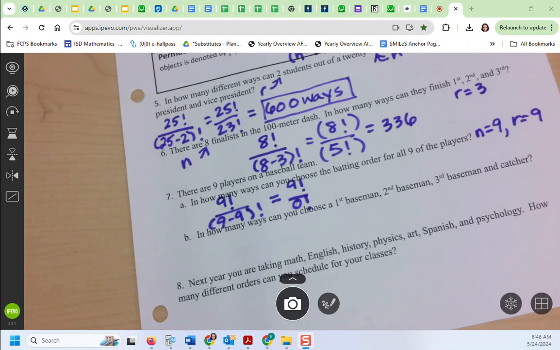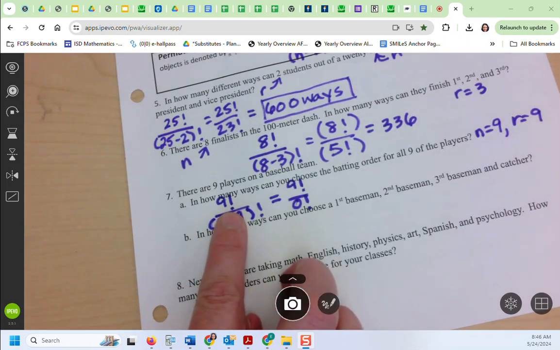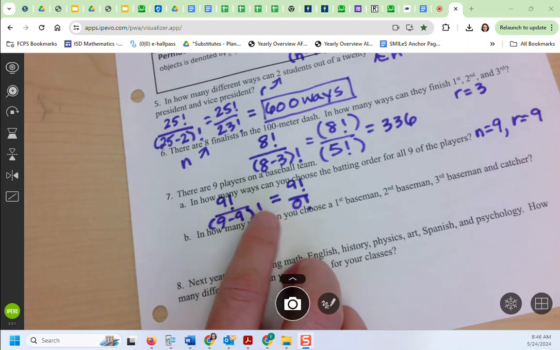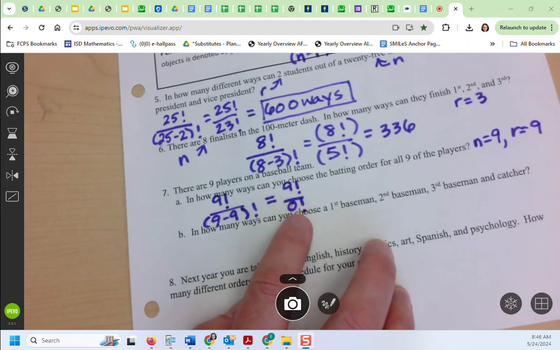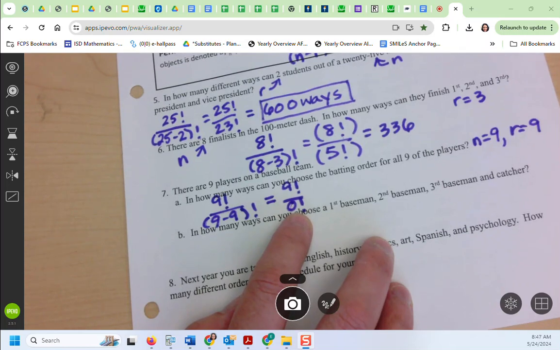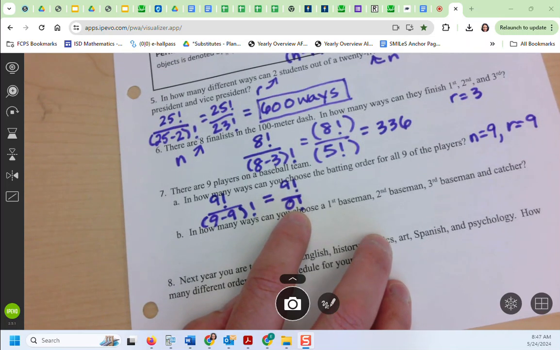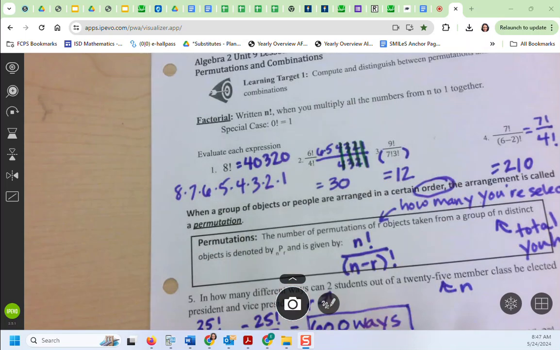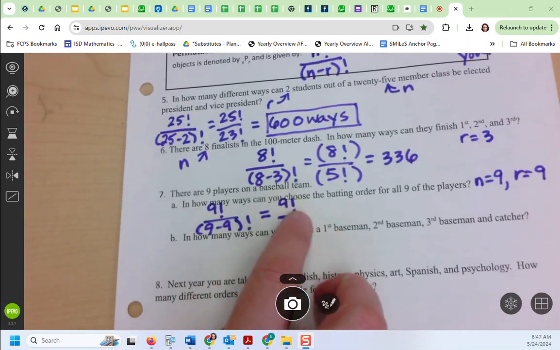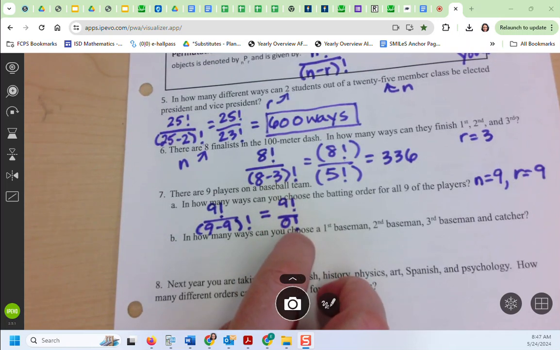All right, guys. So in number 7, there are 9 players, and we're putting all 9 of them in order. So it's 9 factorial over 9 minus 9 factorial, which gives us 0 factorial, and we know we can't divide by 0. But 0 factorial doesn't equal 0. It tells you up top that 0 factorial equals 1, right? So this is going to be 9 factorial divided by 1, which is just 9 factorial.